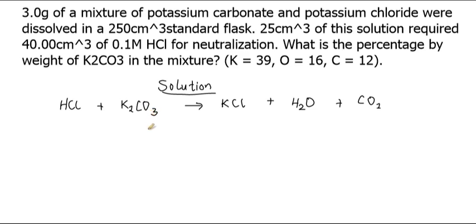So the next thing is to check if the chemical equation is balanced. Let's start with the potassium here. We have 2 atoms of potassium present, while in the product side we have 1. So to balance that, we'll be adding 2 here. So now for potassium, we have 2 on both sides. Now let's check for carbon. We have 1 atom of carbon present here, and in the product side we have 1 as well. For oxygen, we have 3 atoms present in the reactant side, and in the product side we have 1 plus 2, which makes it 3. So oxygen is balanced as well.